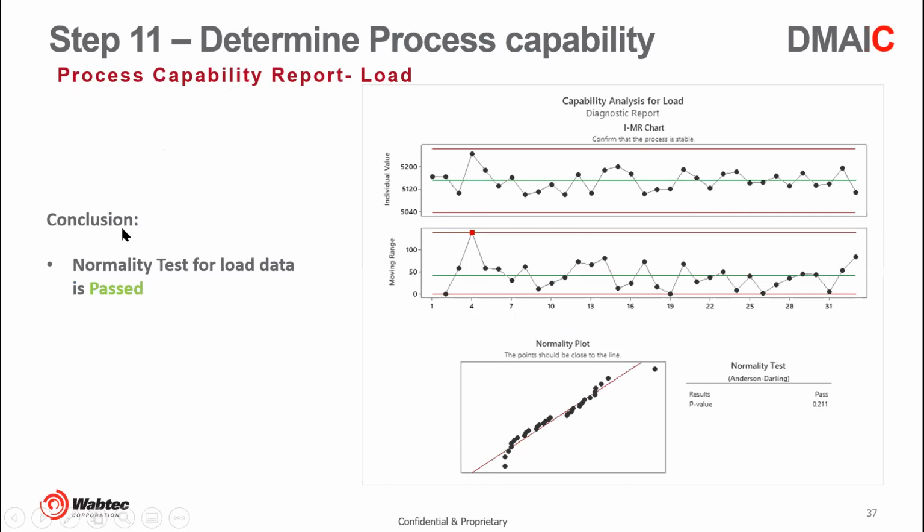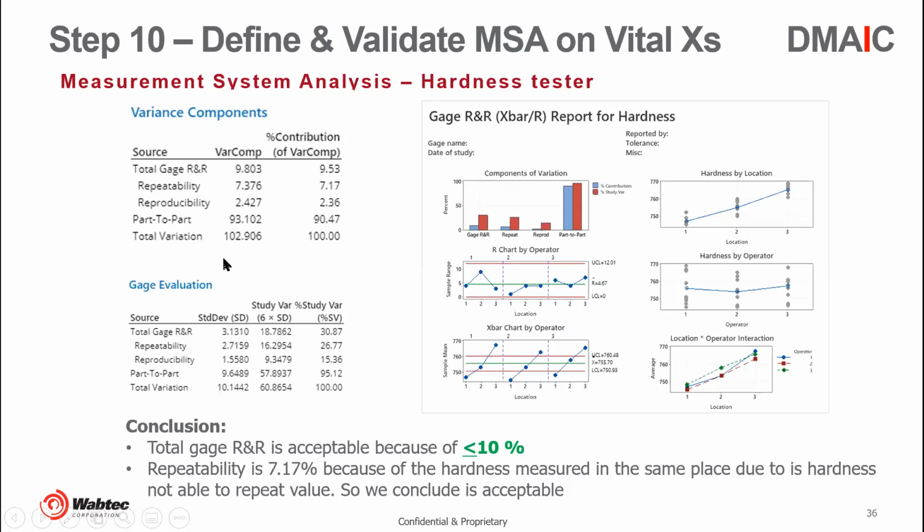Then we also tried to understand the measurement system. If you see the measurement systems we had adopted, the repeatability was around 7.17 and gauge R&R was 9.53, which was less than 10%. And hence we did not need to do anything different in terms of gauge R&R, and we concluded that this is acceptable since this was less than 10% in variation.